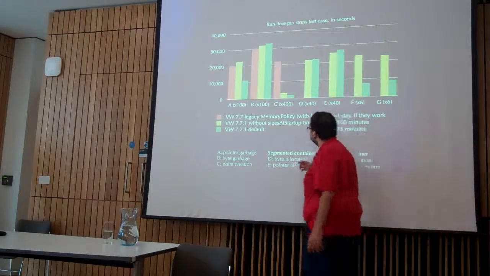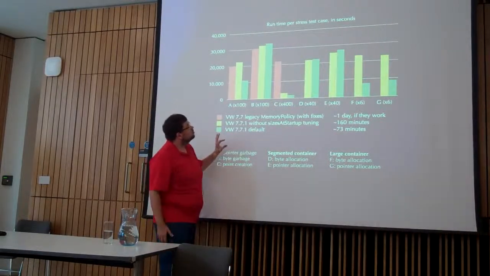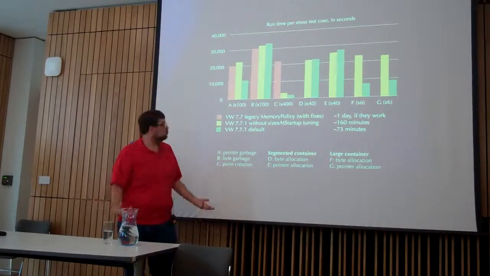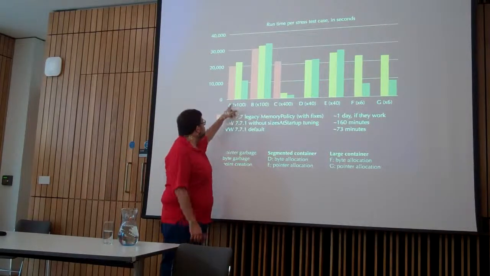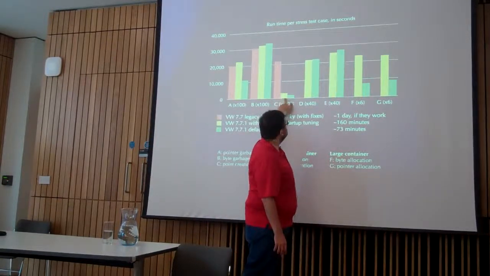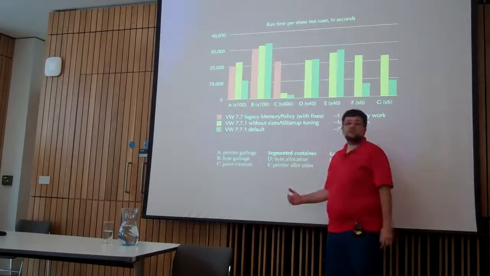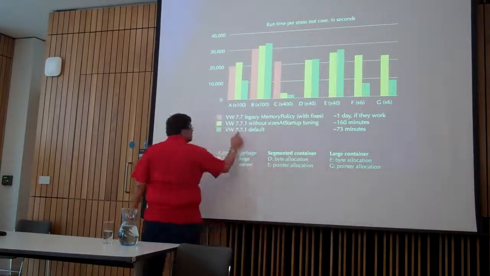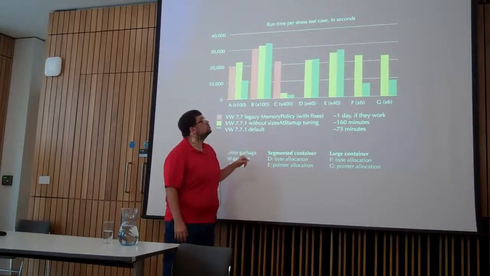Next, we have the yellow bars that have some fixes to how the memory policy works, so your VM doesn't crash anymore because it's actually working correctly. And you can see that although there are some increases in some cases, there are some big gains here. Moreover, now we have results for every test. So now we can't crash the VM anymore. And the next one is what we shipped as a default in 7.7.1 that has significant performance improvements.